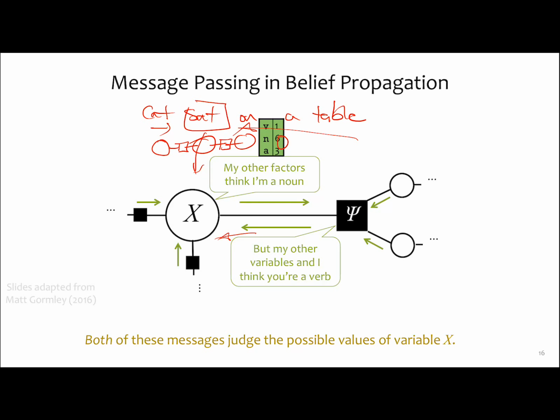So the form of the message is basically a vector. In this case, we are talking about the discrete case, so it is a vector of numbers where each state has a number. So here, if this node has 3 states, verb, noun, and adverb, the form of the message is a vector of 3 numbers.